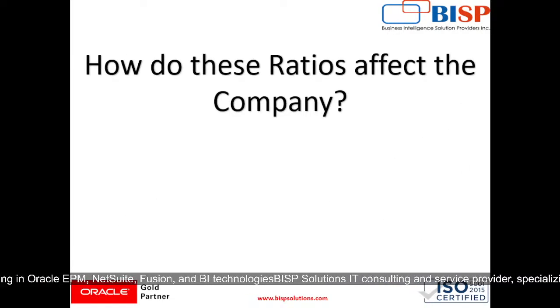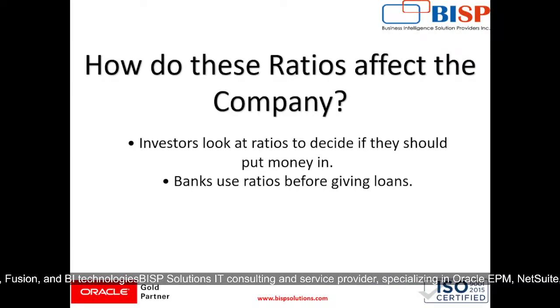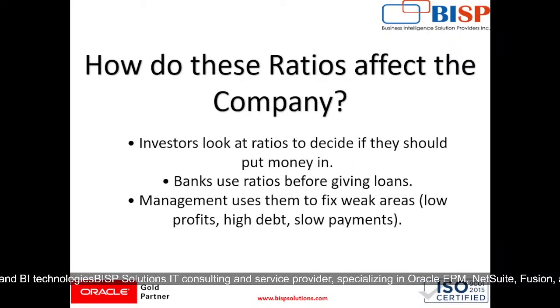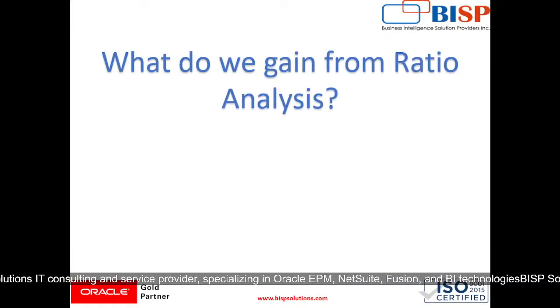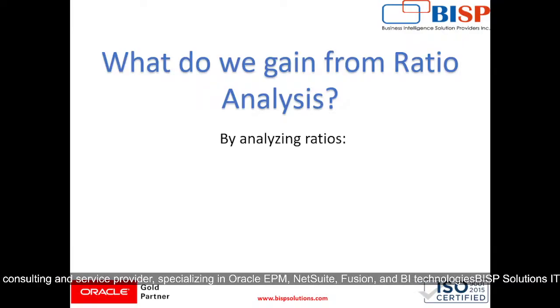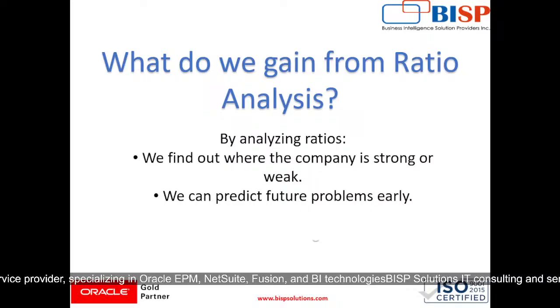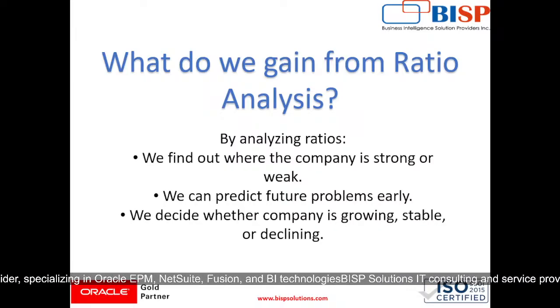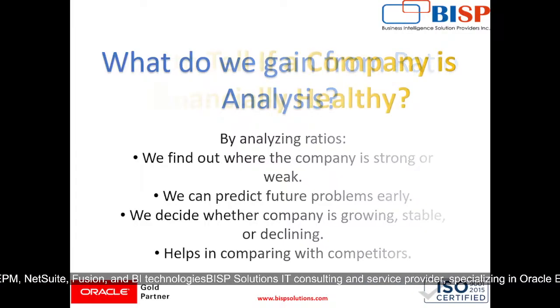So how do these ratios affect the company? Investors look at ratios to decide if they could put money in, banks use ratios before giving loans, and management uses them to fix weak areas like low profits, high debt, slow payments, and so on. So what do we gain from ratio analysis? By analyzing ratios, we find out whether a company is strong or weak, we can predict future problems early, and we decide whether the company is growing, stable, or declining. And it helps in comparing with competitors.